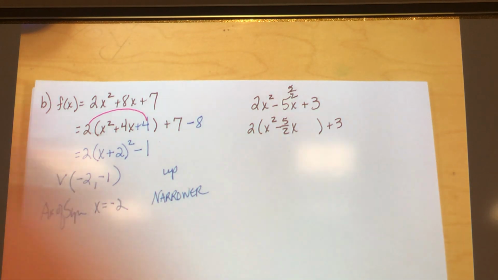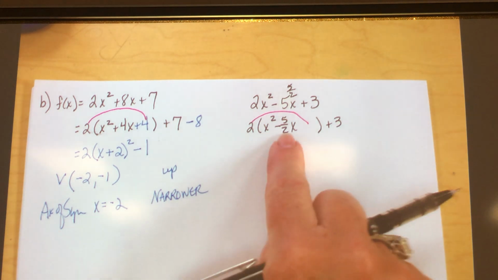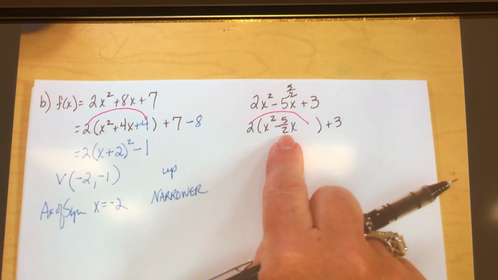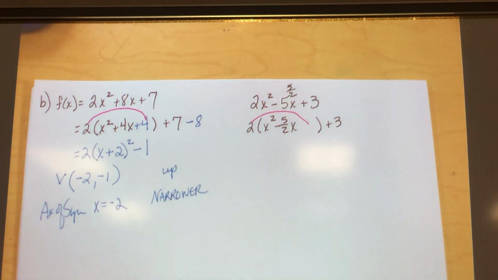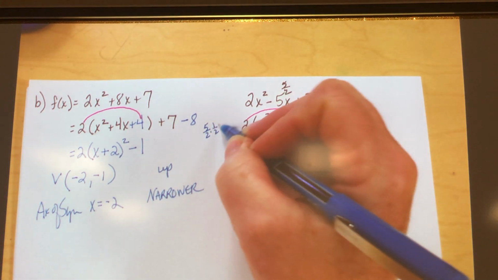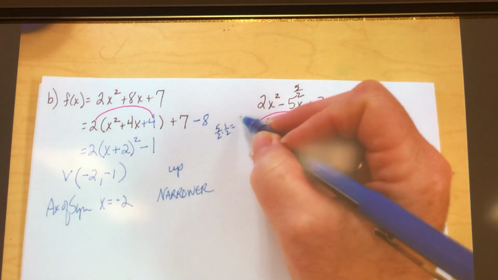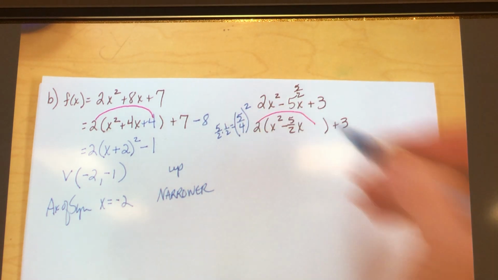Okay, I am going to draw that rainbow, all right? I'm going to take half of this. Am I going to divide it by 2? No, I'm going to multiply it by a half. So I'm going to go over here and write this down, okay? What is 5/2 times 1/2? 5/4. And then what do I do with 5/4? Square it.